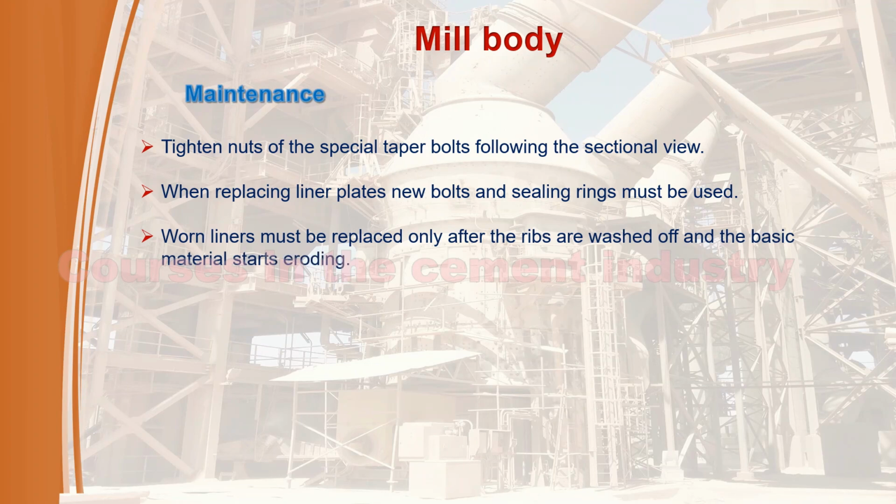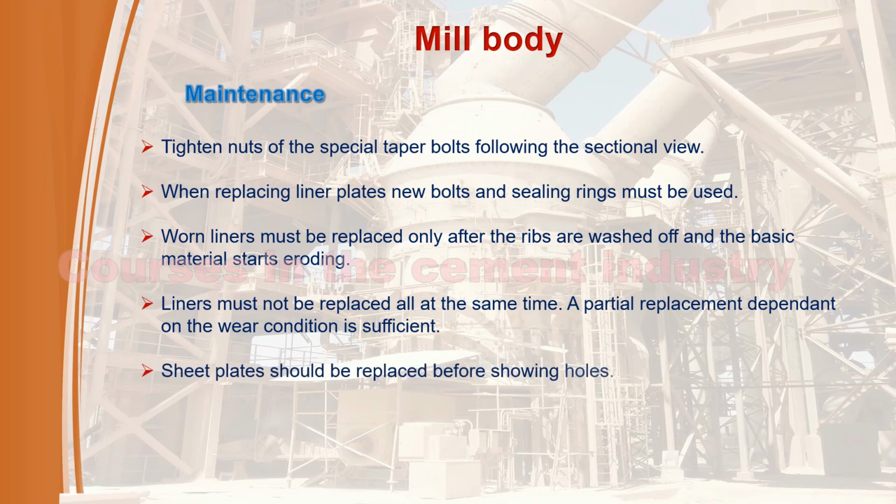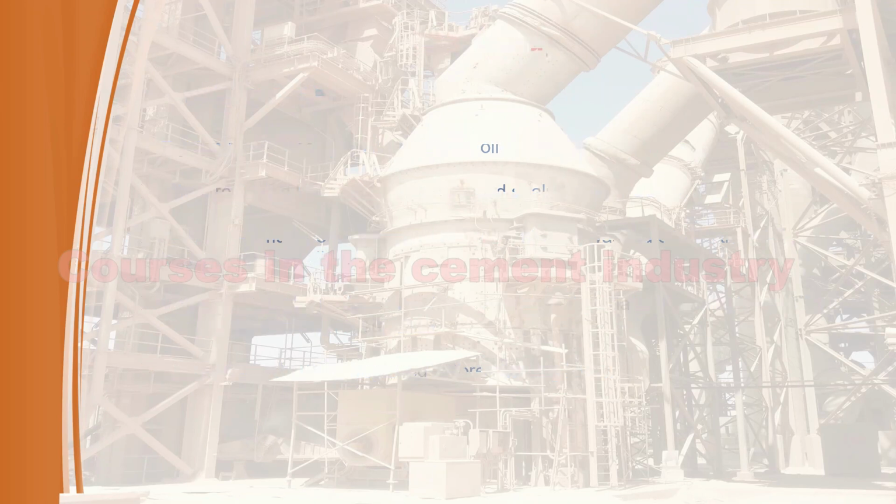4. Liners must not be replaced all at the same time. A partial replacement dependent on the wear condition is sufficient. 5. Sheet plates should be replaced before showing holes. Table. Visual check.